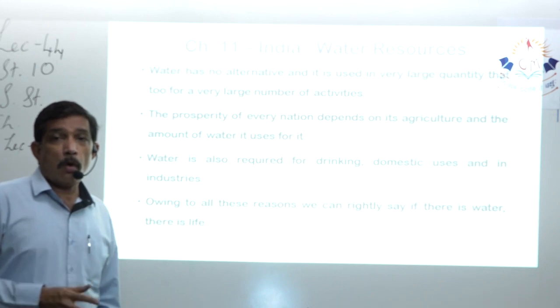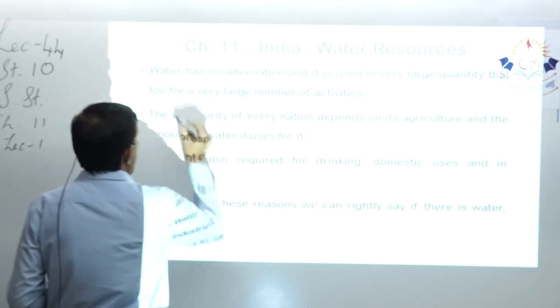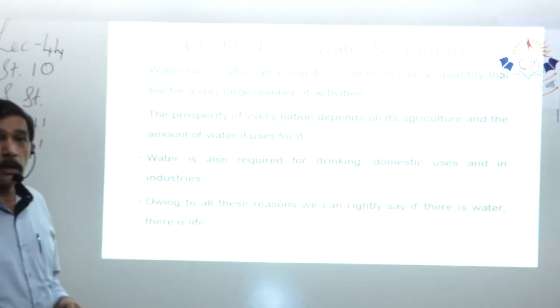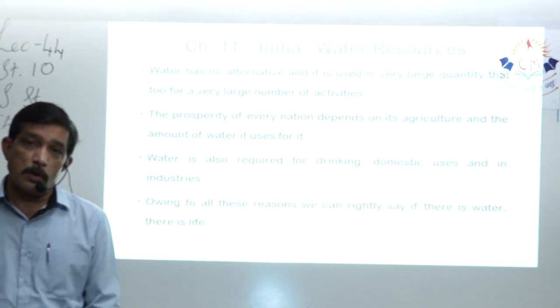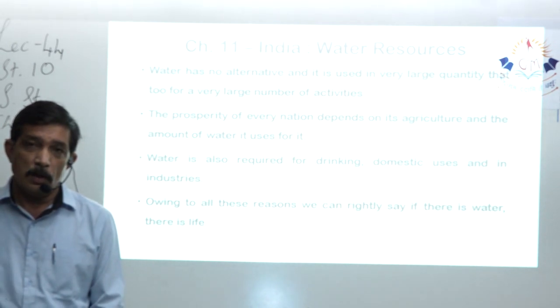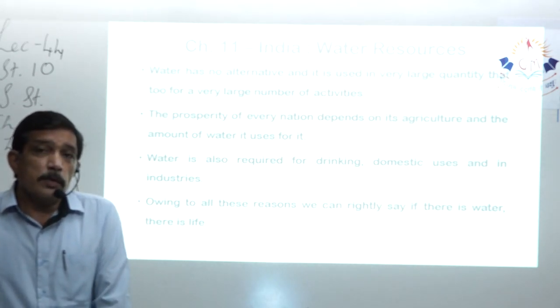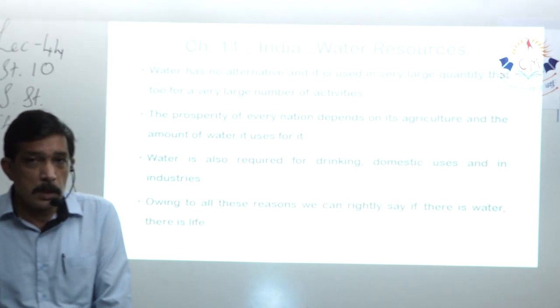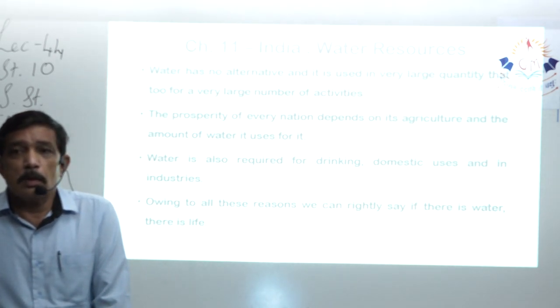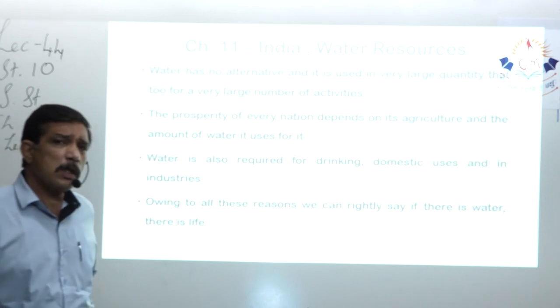Water has no alternative. This is to be remembered and it should be underlined. Water has no alternative. Alternative means you do not have any other option for water. If water is not available, then you would have some soft drinks, but that is on a temporary basis. We need water for sustenance. So water is our life, and life without water is not imaginable, and water does not have any substitute.